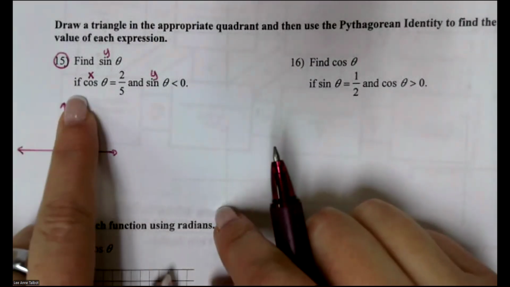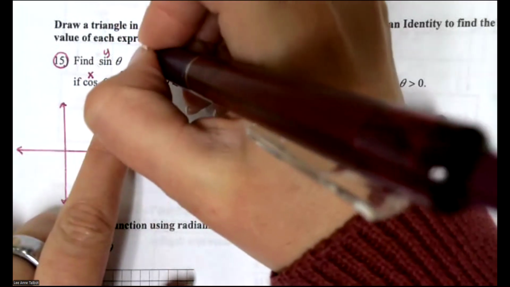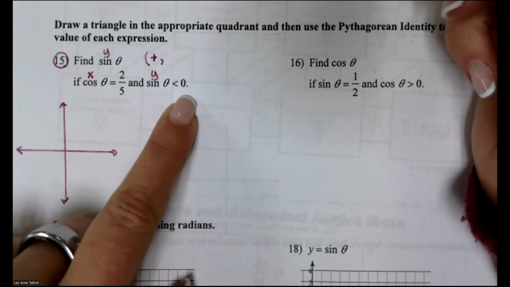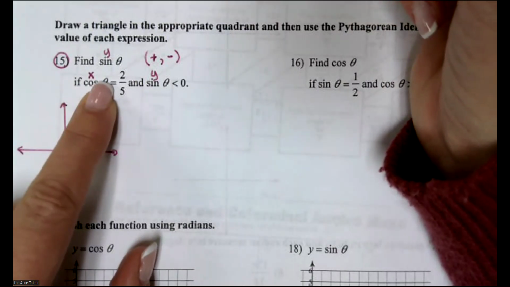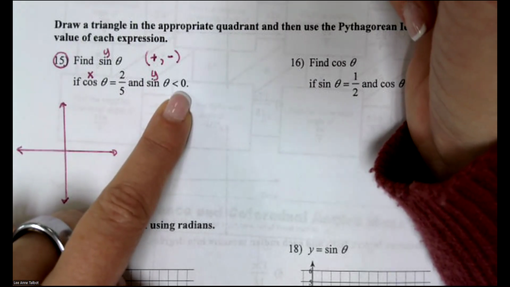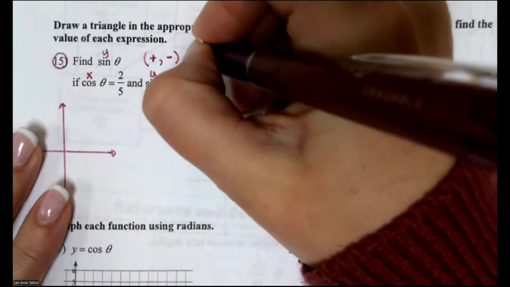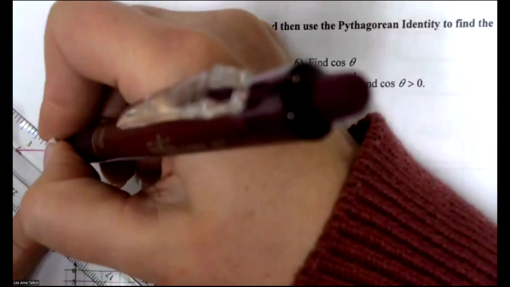Okay, now I'm going to translate this into a coordinate. If X is positive and Y is less than 0, so Y is negative. If X is a positive number and Y is a negative number, what quadrant has positive X and negative Y? Yes, quadrant 4. And so you draw the piece of the bow tie that would live in quadrant 4.